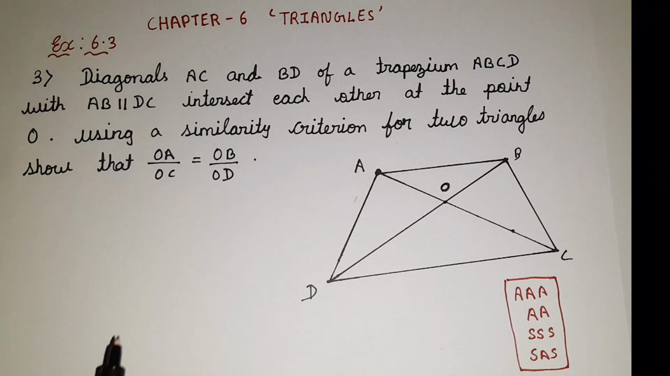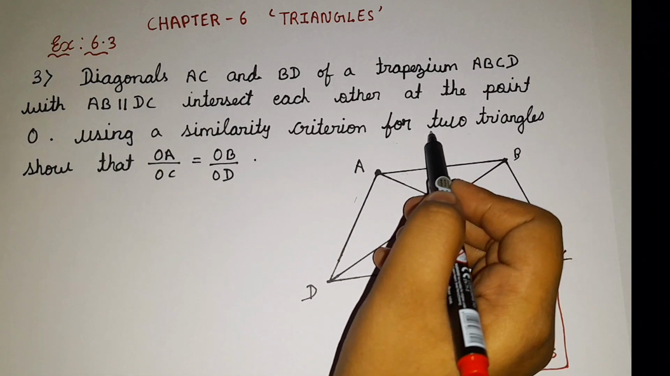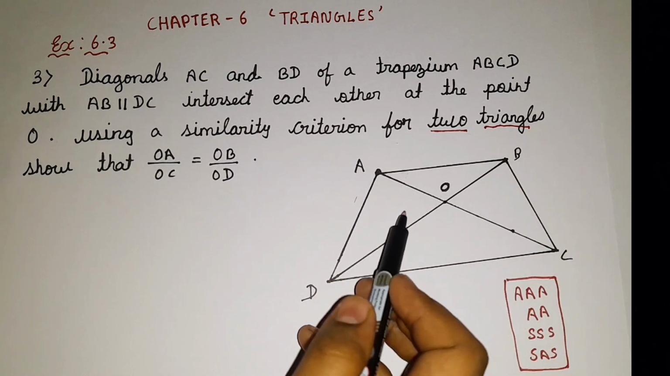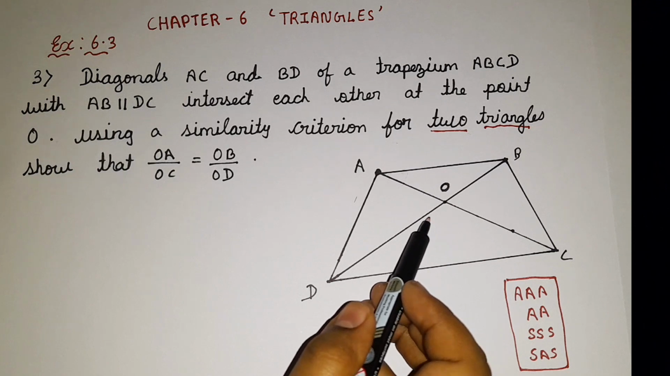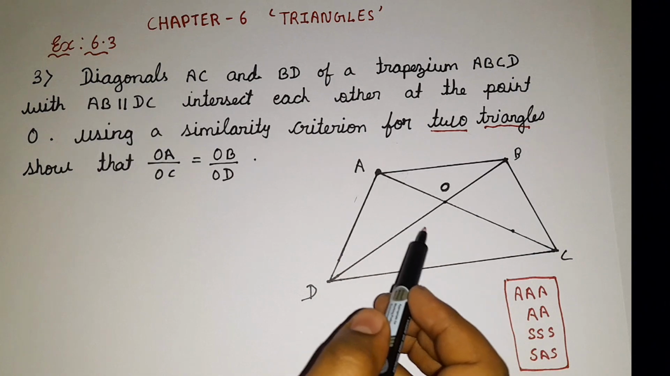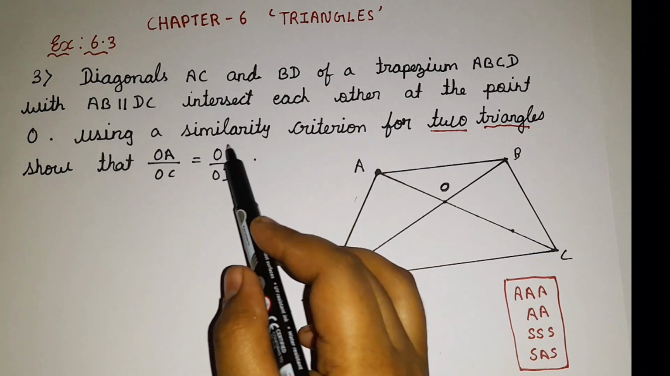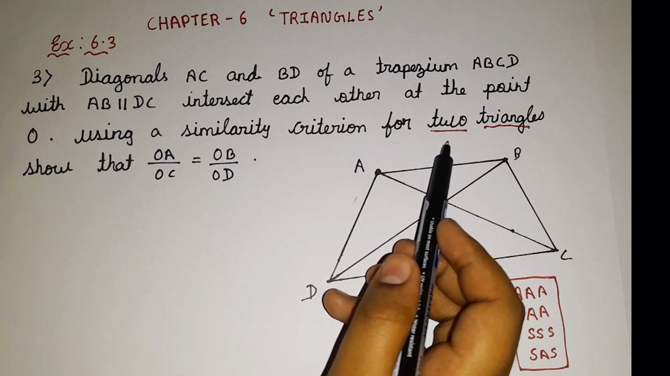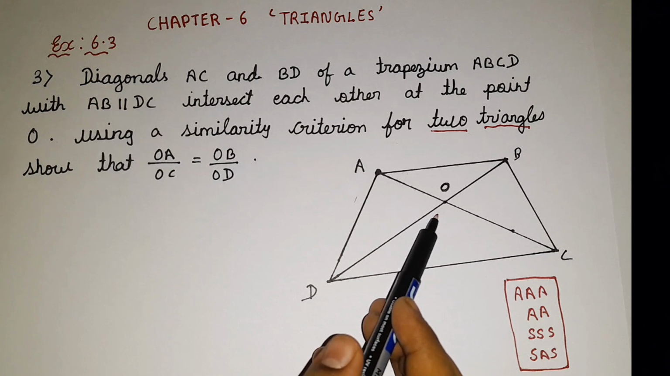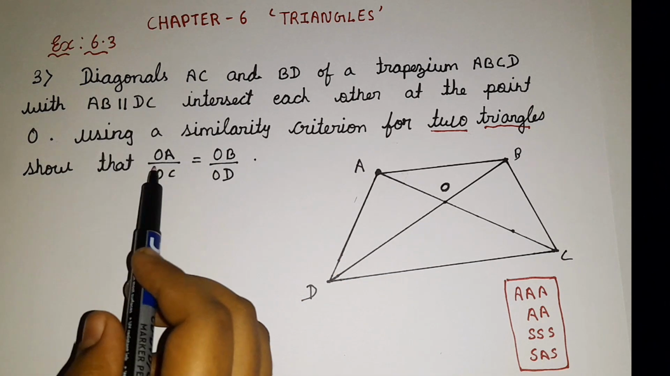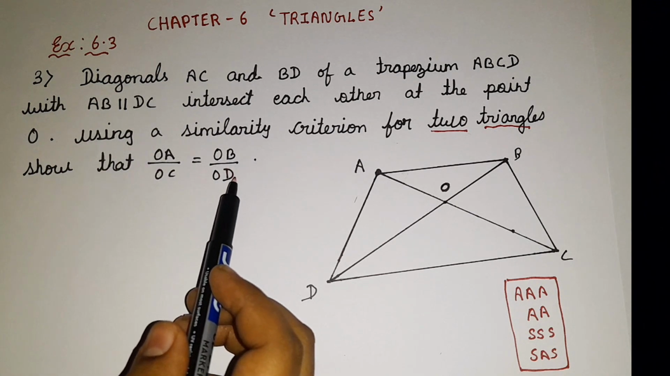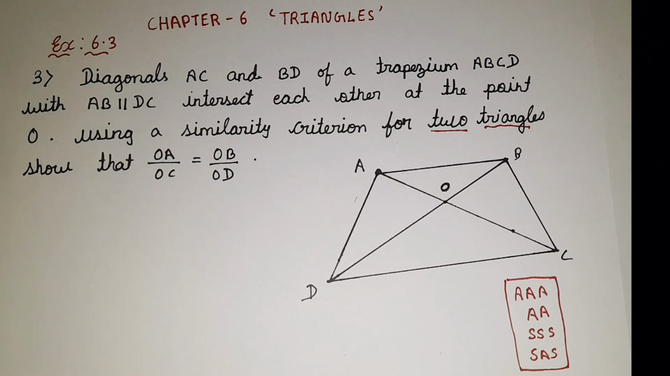Here they mentioned something a little bit different, that is two triangles. Why did they mention two triangles? In this figure, can you see a triangle? Not a single triangle, you can see four triangles. That's why they mentioned that we are supposed to use a similarity criterion for two triangles. Among these four triangles, we are supposed to use any two triangles to show that OA by OC is equal to OB by OD. To show this only they mentioned it. Alright guys, now let us solve.